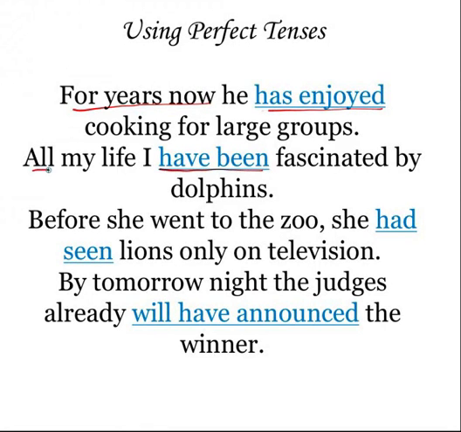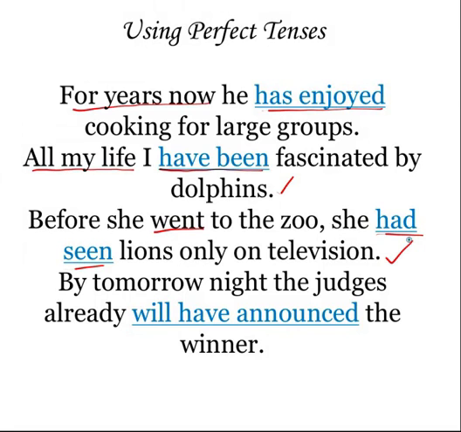Your clue here was "all my life," something that began in the past and is ongoing. Before she went to the zoo, she had seen lions only on television. Your clue here was "went." We're talking about an event that happened before a past event. So, past of the past, past perfect, "had seen."